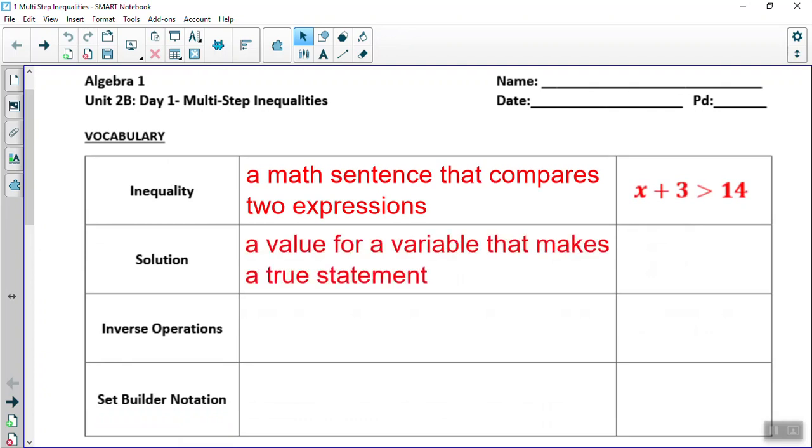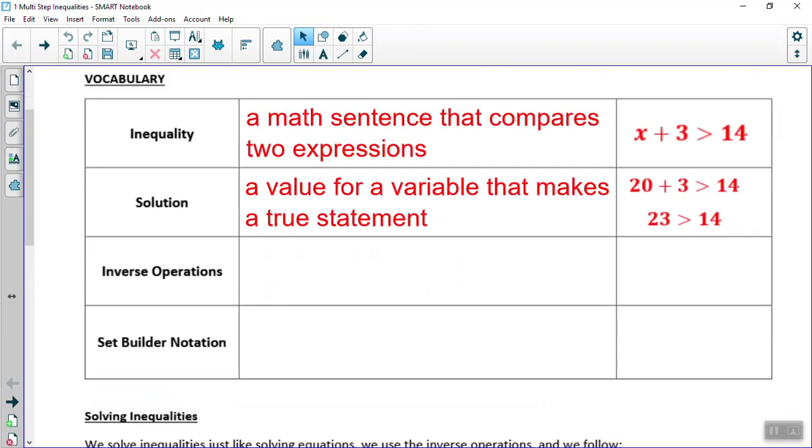A solution is a value for a variable that makes a statement true. So we could replace that x with 20, and then we could say 20 plus 3 is greater than 14, and then we see that that is true. And in inequalities, a solution could be any number that could go in there to make that statement true.